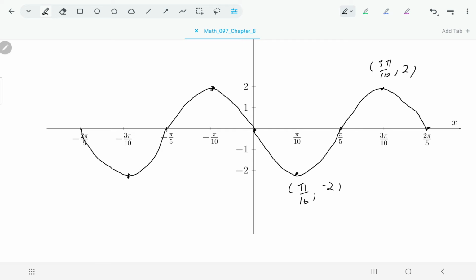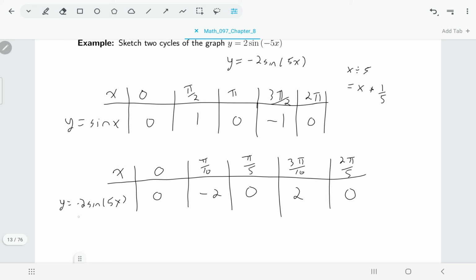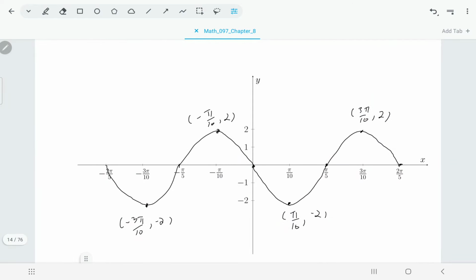And now just a little bit of labeling, and we are finished. So negative 3 pi over 10, negative 2. I've got negative pi over 10, positive 2. And then the last thing, of course, that I want to do is label my graph. I'm going to label it with the original equation. So what we've graphed here, negative 2 sine of 5x, is the same thing as our original function, 2 sine of negative 5x. And I'm going to label it with that original function, 2 sine of negative 5x.